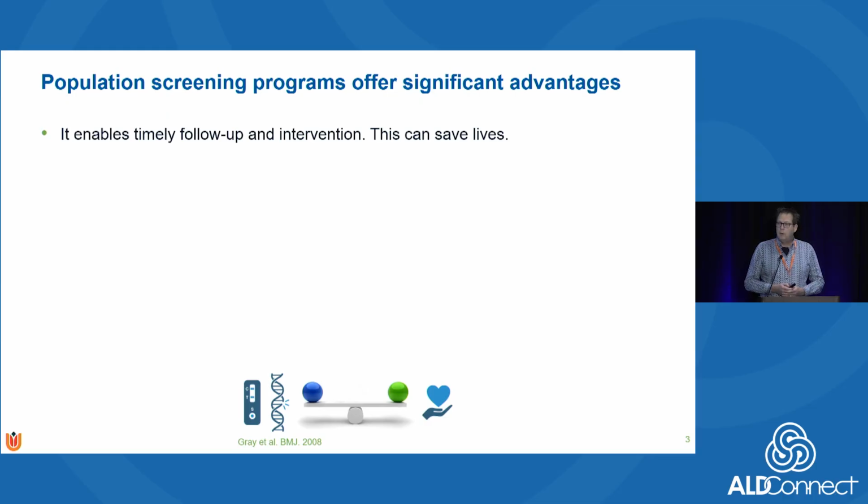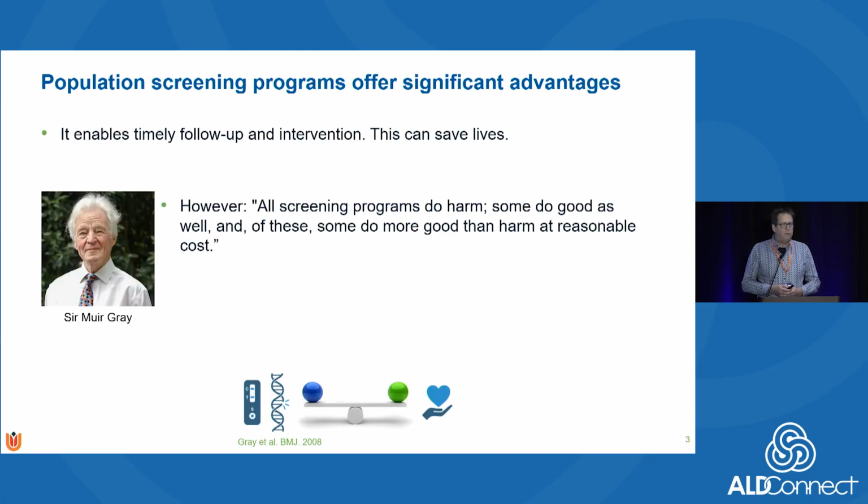When we talk about newborn screening, we are talking about population screening. And population screening is really important, because it offers significant advantages to individuals. It enables timely follow-up and intervention, and it can save lives. However, and this is from Sir Muir Gray from the UK, and this is really true: in addition to the benefits, all screening programs do harm. Some also do good. And of these, some do more good than harm at reasonable cost.